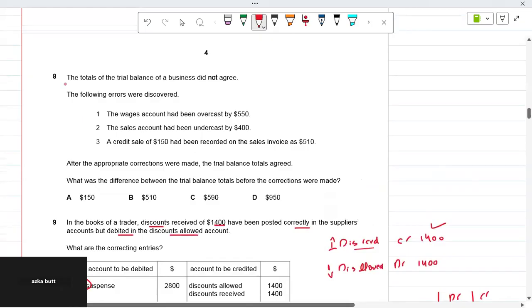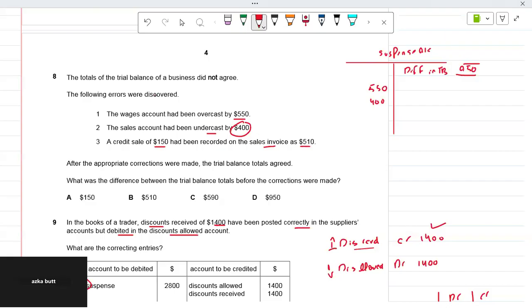Question number 8. Okay, so now let's see question number 8. The totals of the trial balance of a business do not agree. The following errors were discovered. First one is the wages account had been overcast. So let's see first of all the requirement. After the appropriate corrections were made, the trial balance totals agreed. So what was the difference between the trial balance totals before the corrections were made? If you just want to find out a difference in trial balance, we can easily find it out through the suspense account.